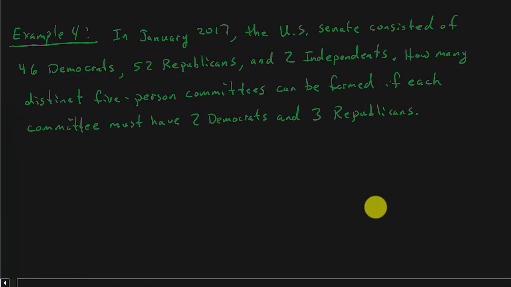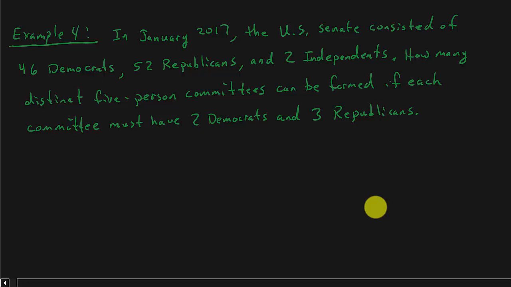It says, in January 2017, the U.S. Senate consisted of 46 Democrats, 52 Republicans, and 2 independents. How many distinct 5-person committees can be formed if each committee must have 2 Democrats and 3 Republicans? All right. So let's look at that. So it involves choosing 2 Democrats and 3 Republicans. So how many ways can we choose the 2 Democrats and how many ways can we choose the 3 Republicans?